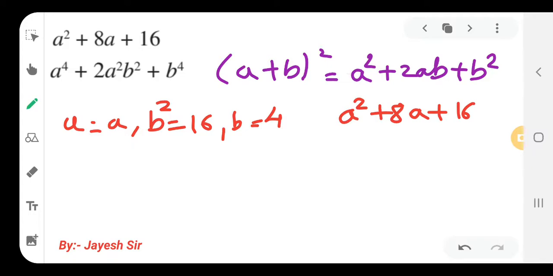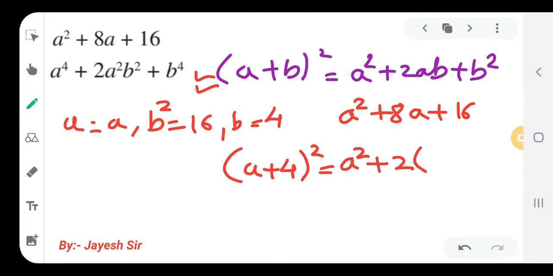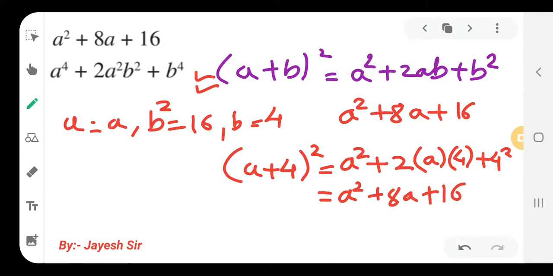Now here we have got the value of a and b. We'll just substitute the values in the given formula. That is (a plus 4) the whole square, which will be written as a square. Now we'll write the expanded form: 2 times a times 4, plus 4 square. You can see that it could be further written as a square plus 8a plus 4 square, which is 16. So the answer we are getting on the LHS is (a plus 4) square for our question. So the identity we are using is (a plus 4) the whole square. I think you all have understood it in detail.